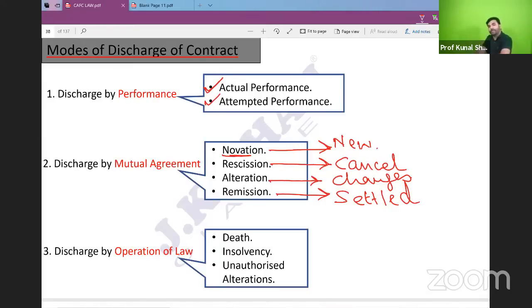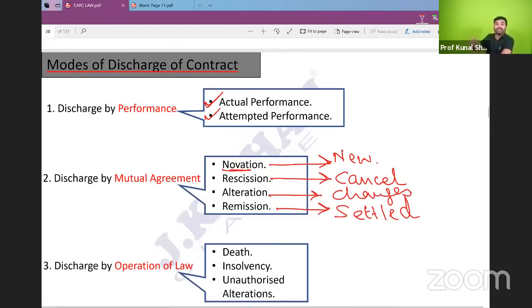Promisee was trying to do a breach of contract. So under attempted performance, the contract is actually not getting performed, but then also the contract gets discharged because it gets converted into breach of contract. And breach of contract is one of the ways by which a contract gets discharged.